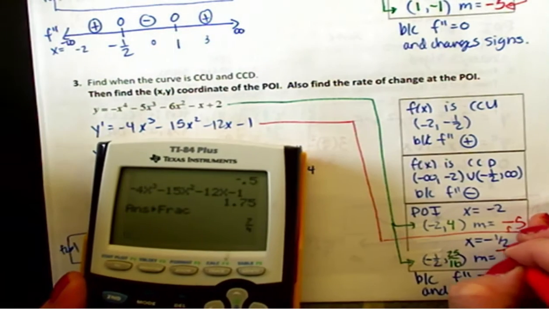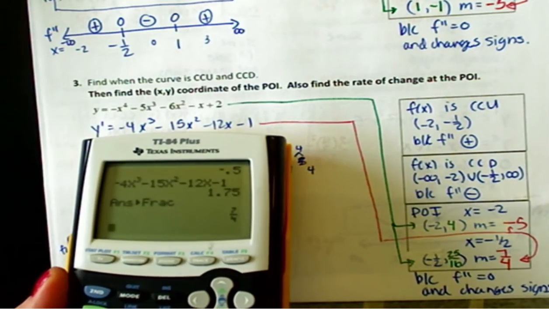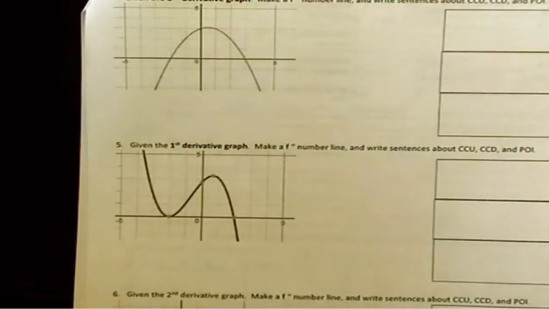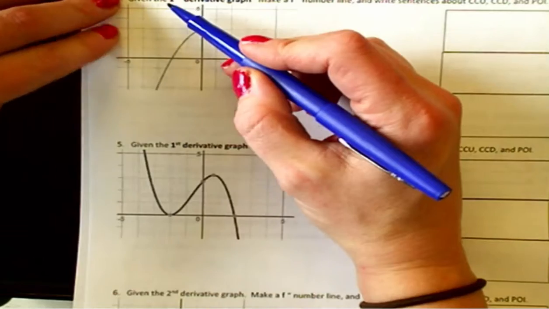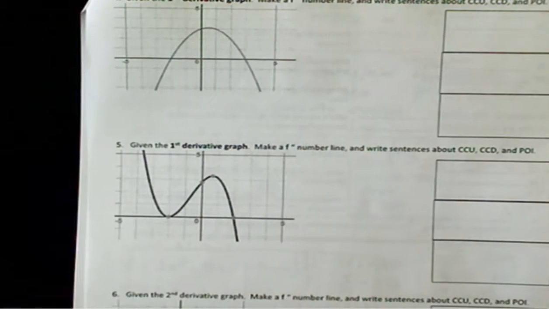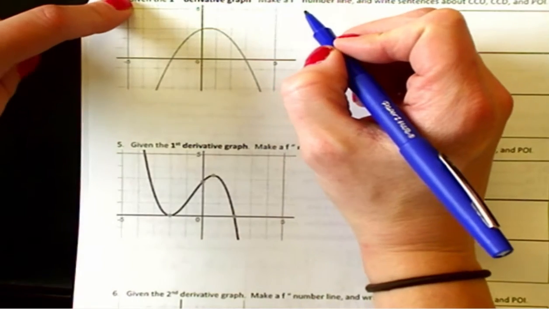Okay, slope is 7/4. Okay. Now, no more equations, so we have to figure out what we are going to look at in order to answer the question. Given the first derivative graph, how do you get from the first derivative graph to the second derivative?